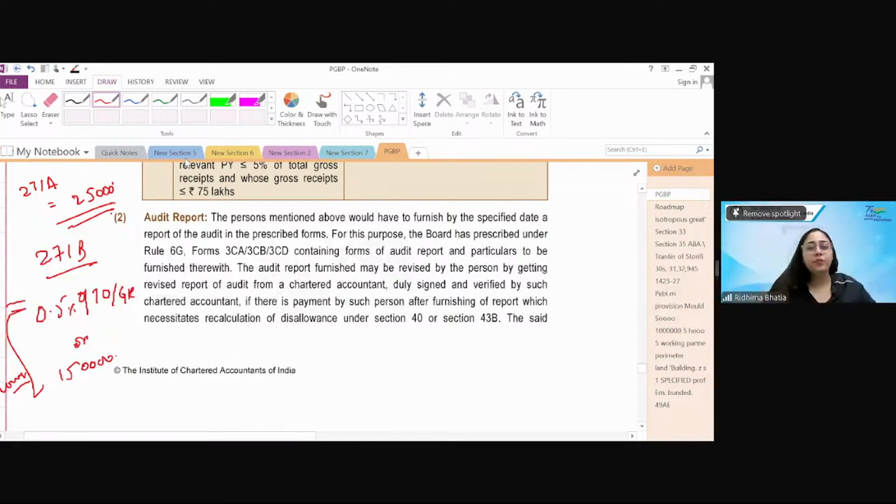Which is your form 3CA and 3CD. 3CD is the annexure, जहाँ पे सारा details जाता है. 3CA is basically when you are required to be audited under any other law. 3CB if you are not required to be audited under any law. So individual का generally 3CB and 3CD जाता है. If you can remember the form, very good. If you are not able to remember the form, no problem.